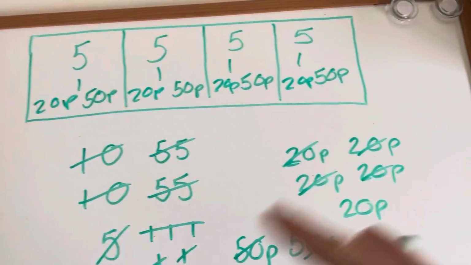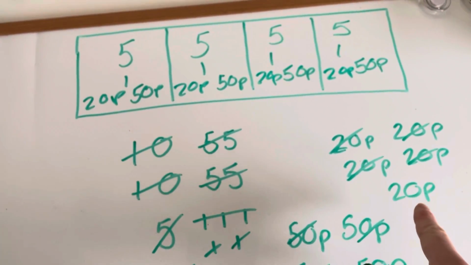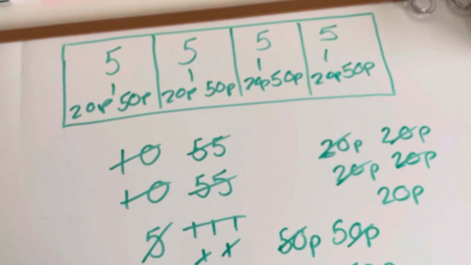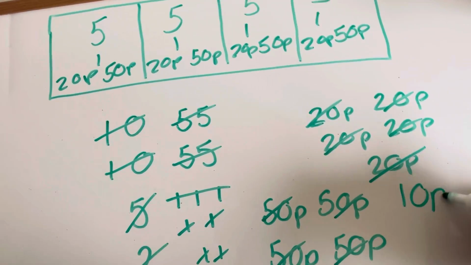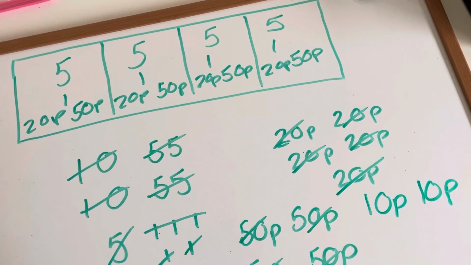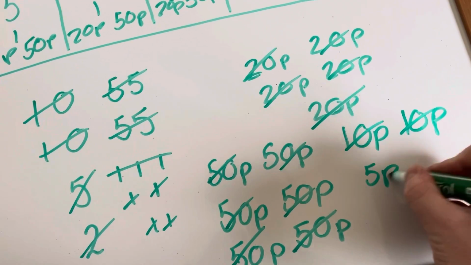This leaves me with 20 pence, but I've only got 1 20 pence coin and I've got 4 people to share it with. Can I get change again? Yes, I can. I can change this for 2 10 pences. 2 10 pences is better, but it's still not enough. So I'm going to change my 10 pences into 5 pences.